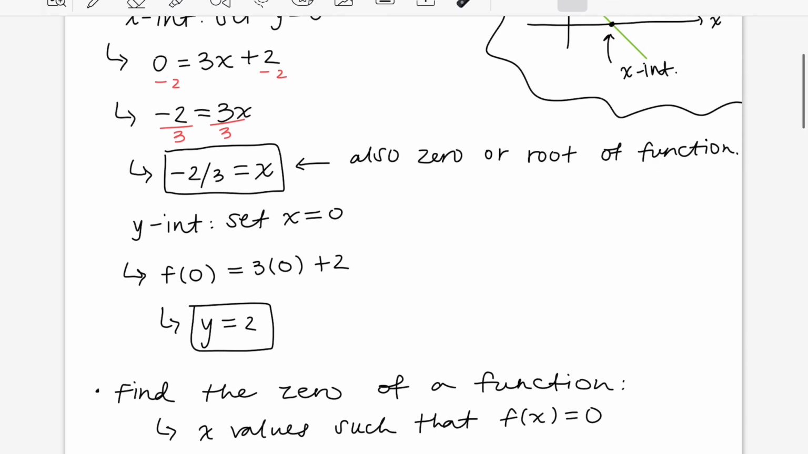So if you were asked to find the zeros of your function, you would set your function equal to 0 and solve for x, and you do the same if you were asked to find the roots of your function.